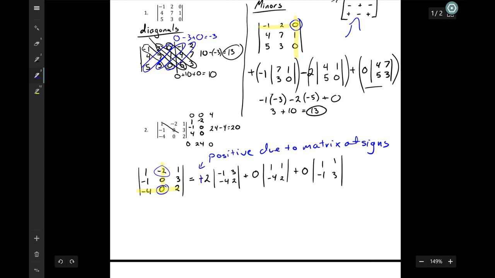And then, putting it all together, this just becomes 2 times -1 times 2 is -2, plus -12, well, minus -12. So it becomes -2 minus -12, which is equal to 2 times 10, which is equal to 20. Okay, so that's how you would do example 2 using minors or diagonals.